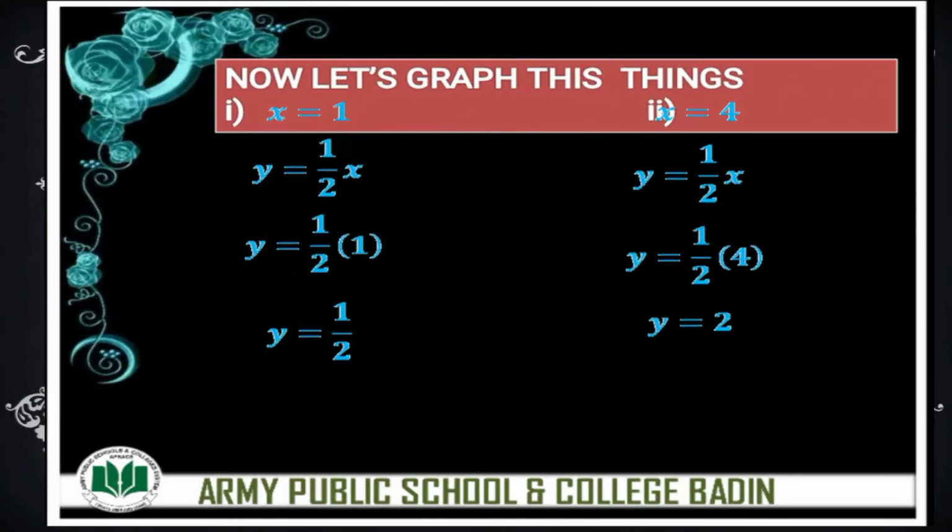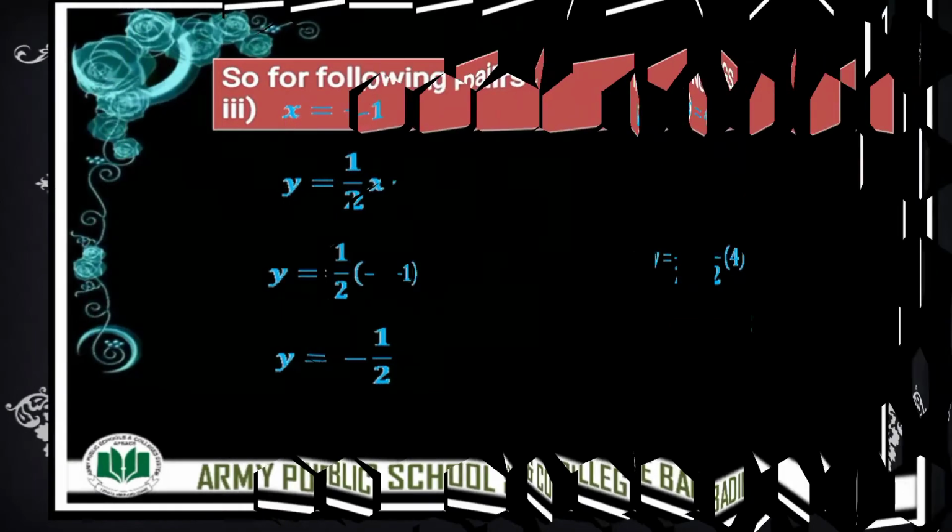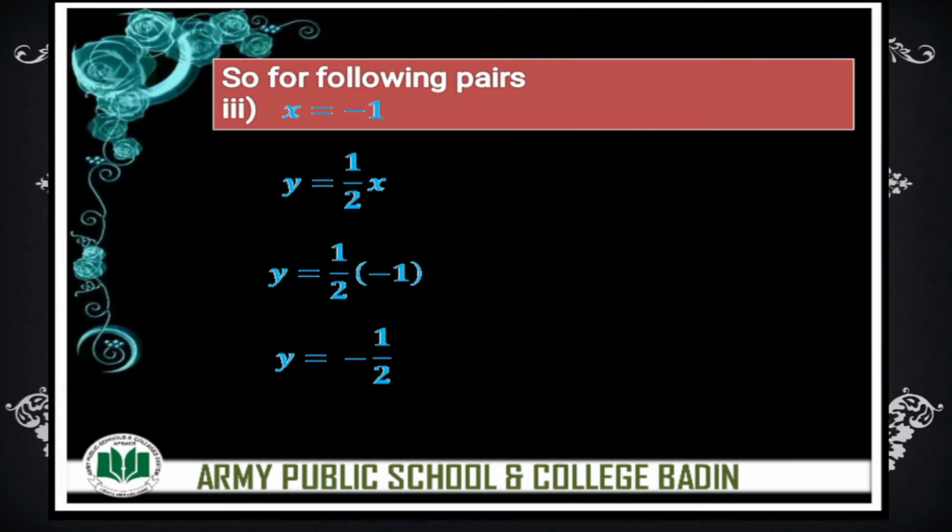And now let's look at the graph. There are different variables. If x equals 1 and y equals 1 upon 2x, then we put the value of x as 1, so the value of y is equal to 1 upon 2. If x is equal to 4, then y equals 2. In the third case, if x equals minus 1, then our relation is y equals 1 upon 2x, and we replace x with minus 1, so the answer will be minus 1 upon 2.